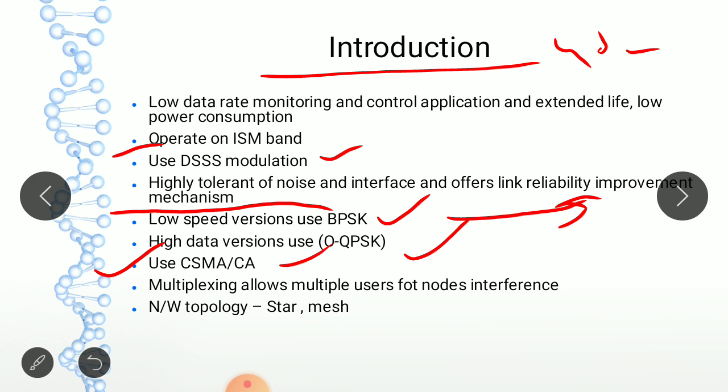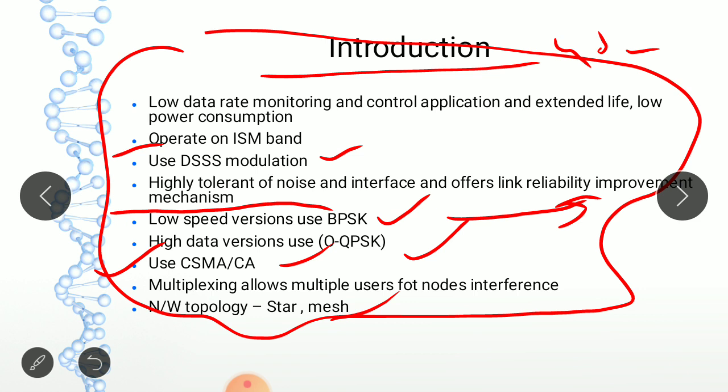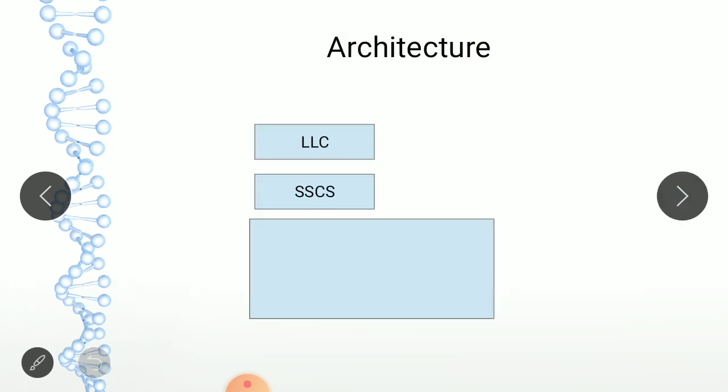Then we multiplex to allow multiple users or nodes without interference. For 802.15.4 we use star and mesh topology in our network. These are the basic features of the 802.15.4 network.